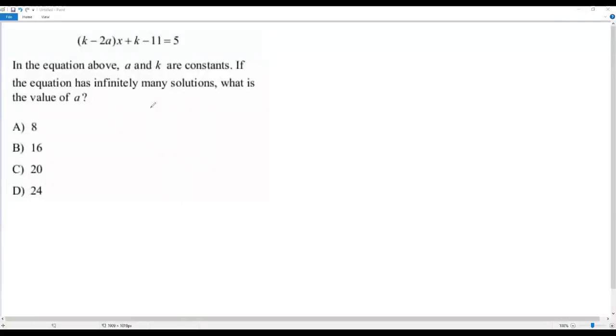Here we have a SAT math problem. Okay, let's go to the question. (k − 2a)x + k − 11 = 5. In the equation above, a and k are constants. If the equation has infinitely many solutions, what is the value of a?